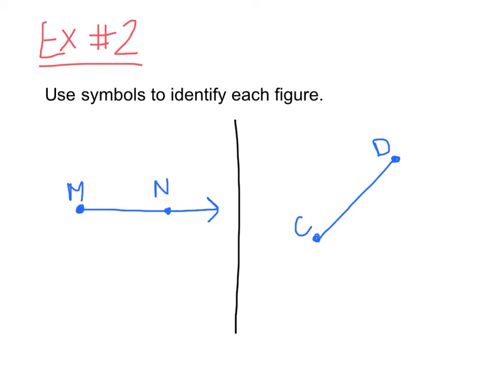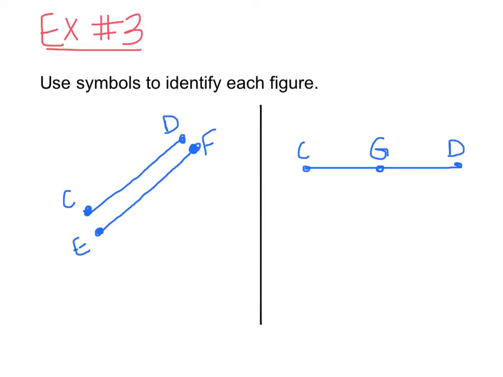Example number 2. Now the first one, you can see M ends in a point. It does not keep going on forever, so this cannot be a line, because lines have to go in both directions. So M, N: I'm just using the two letters that represent the points on the ray, and we just draw the ray symbol right over top, just like we did for the line. And then our second one has C, D, and since they both have endpoints, that's going to be a line segment. So we just draw our line segment symbol over top, CD. If you don't know what these different things are, that's where your vocab comes in.